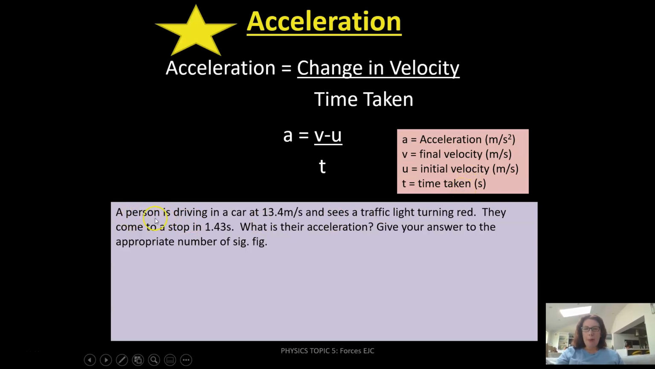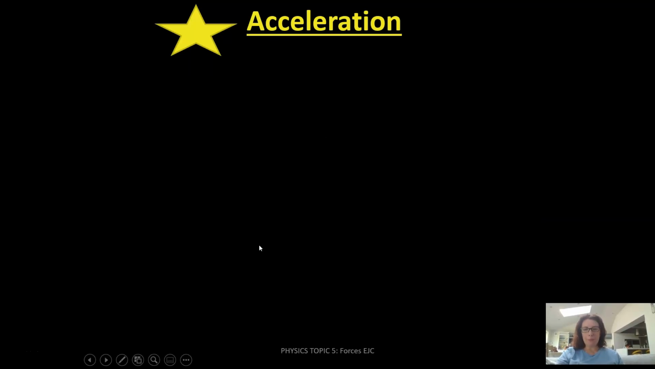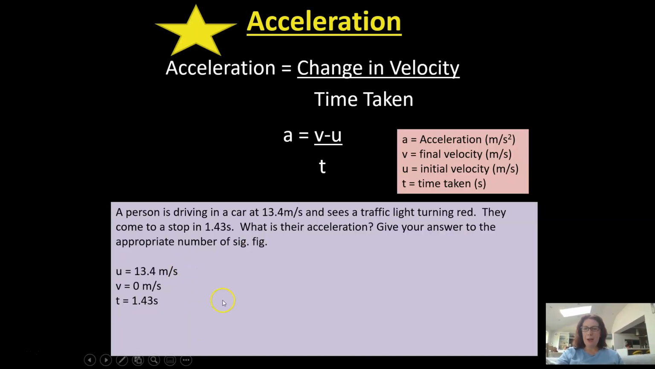So we're going to look at a person driving in a car at 13.4 meters per second. They see a traffic light turning red and they come to a stop. So this is really important. It means that the final velocity is 0. And the time it takes is 1.43 seconds. What is their acceleration? Give your answer to the appropriate number of significant figures. First thing to do, write down what you know. So we know u, which is what we started at, 13.4. We know v is 0 because it stops, and we know t is 1.43.